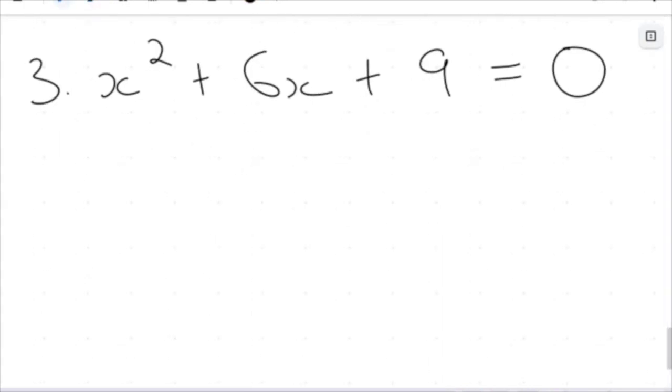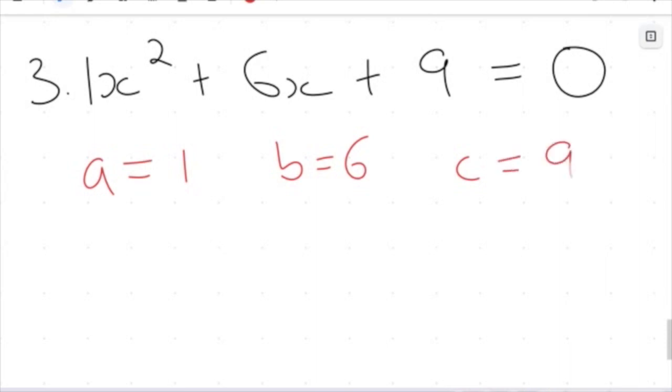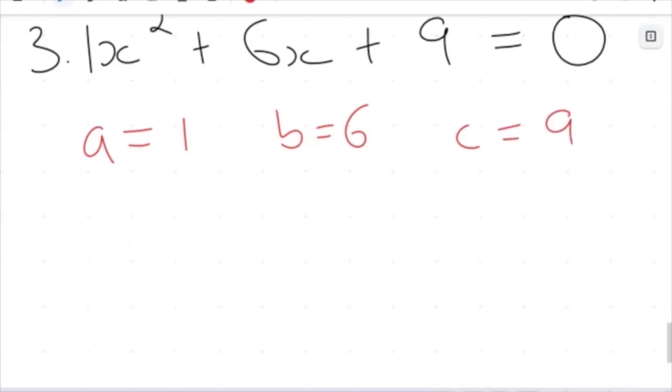I have x squared plus 6x plus 9. Now that's like saying 1x squared plus 6x plus 9. So my a is going to be 1, my b is going to be 6, and my c is going to be 9. And I'm substituting that into my formula for my discriminant.